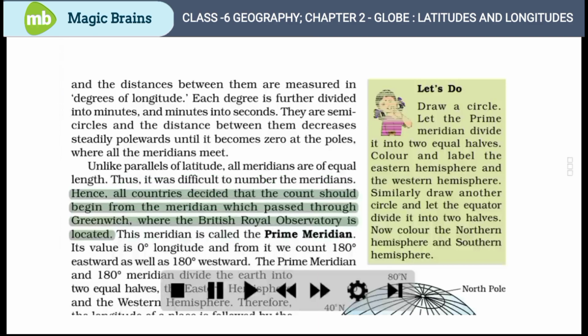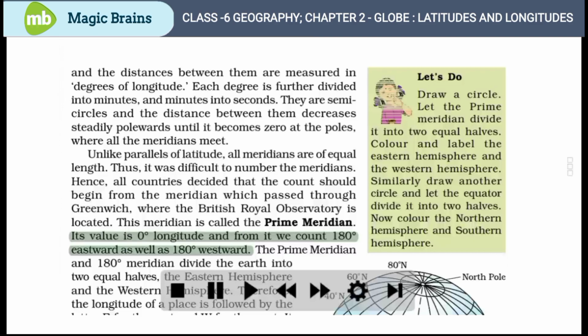Hence, all countries decided that the count should begin from the meridian which passes through Greenwich, where the British Royal Observatory is located. This meridian is called the prime meridian. Its value is 0 degree longitude, and from it we count 180 degrees eastward as well as 180 degrees westward.